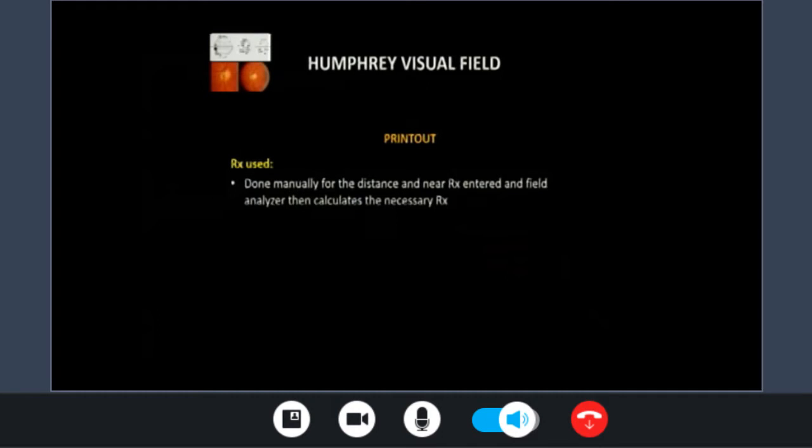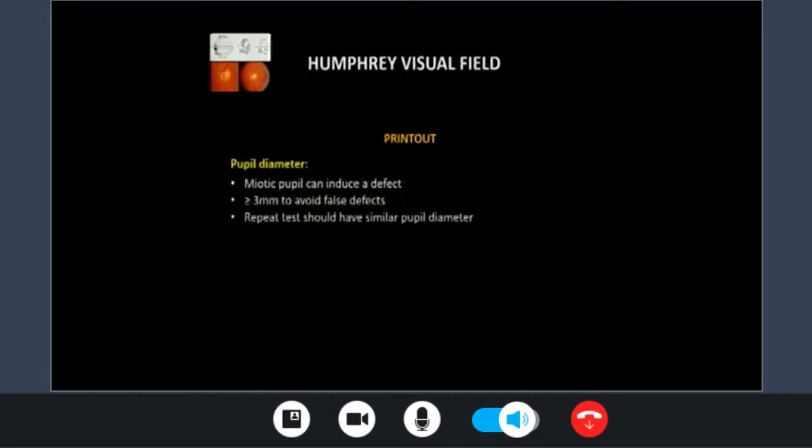In the printout, you need to look for the treatment used, and you need as well to look for the pupil diameter. This is very important for us in glaucoma clinic because sometimes you might find patients who are started on pilocarpine, for example. You initially saw the patient in the clinic and you offered him a treatment. You gave him pilocarpine. His pupil diameter was 5 millimeter or 4 millimeter, and he came to the follow-up with a pupil diameter of 2.5 millimeter or 2 millimeter.